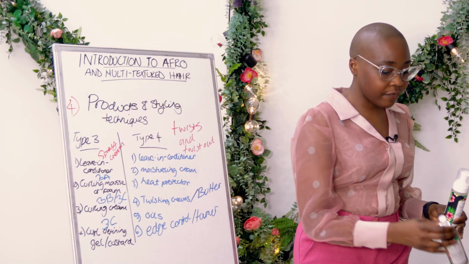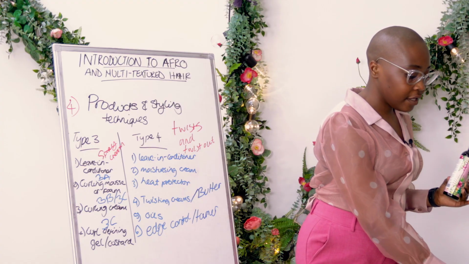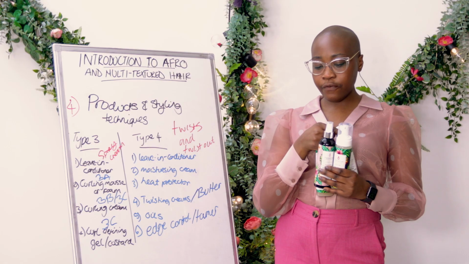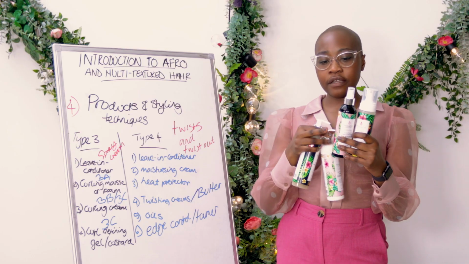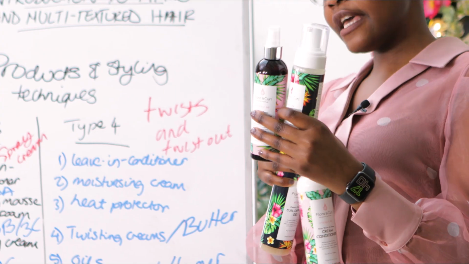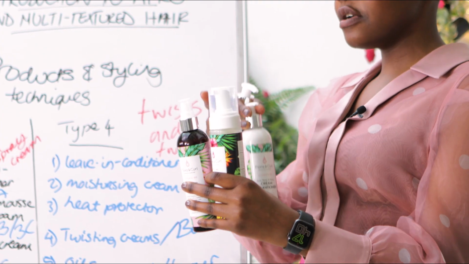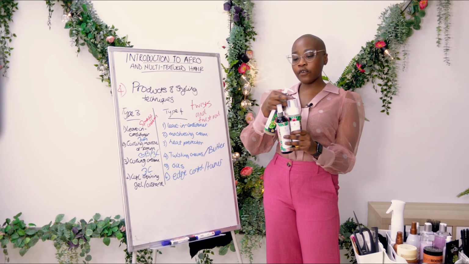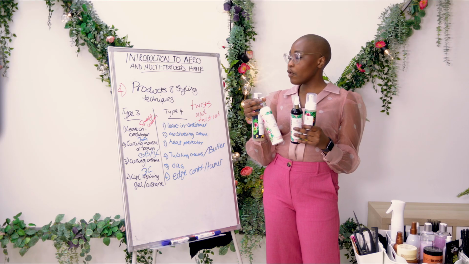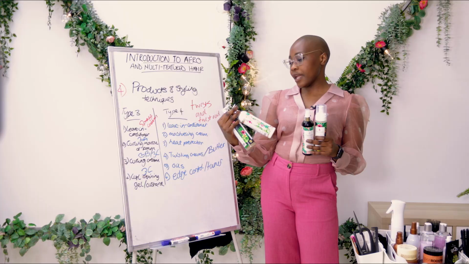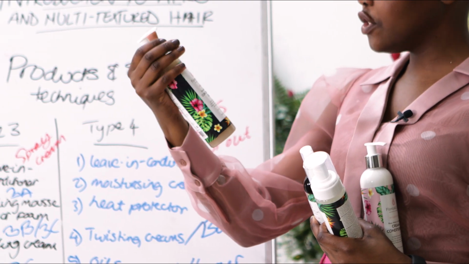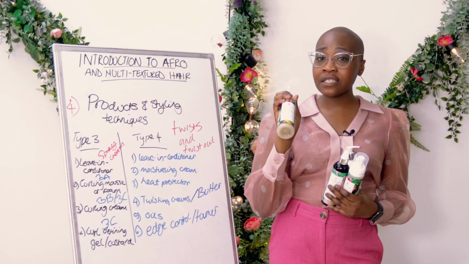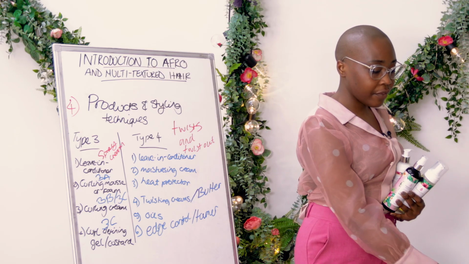So for our curl defining products, I have these 4 products here. Hopefully you can see these. So you have this one here, which is the spray, the hair mist that will work as our leave-in conditioner. We have the volumizing foam, which works for our curl defining. We have the curl defining gel here, which is a very lightweight curl defining gel. It doesn't go hard when we style the hair.